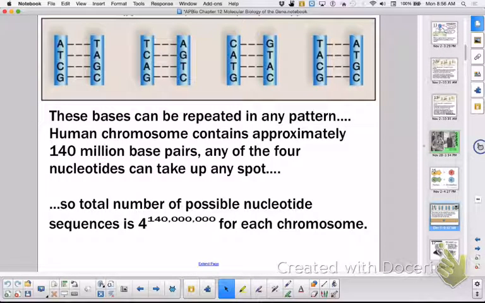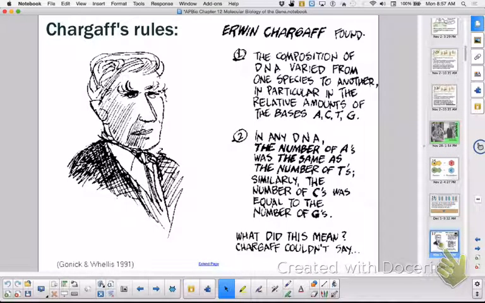Yes? When he was doing the experiments, did he also find that the amount of adenine and thymine was the same in each? That will vary between the different species, but the amount of A equals T. I'll show you what he came up with. They always show him with the big eyebrows and the old man look. But these are his two rules that he came up with.